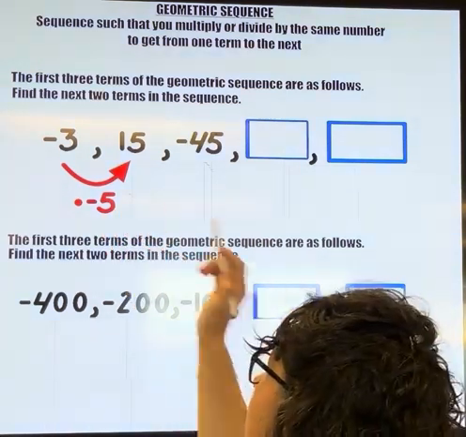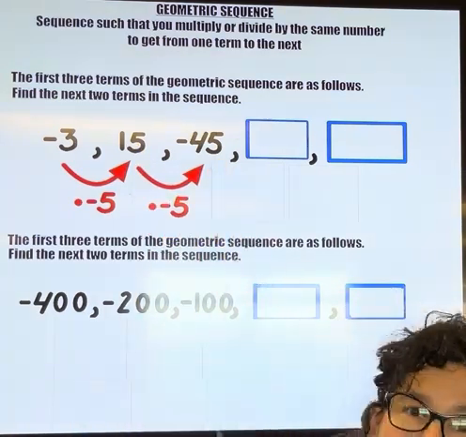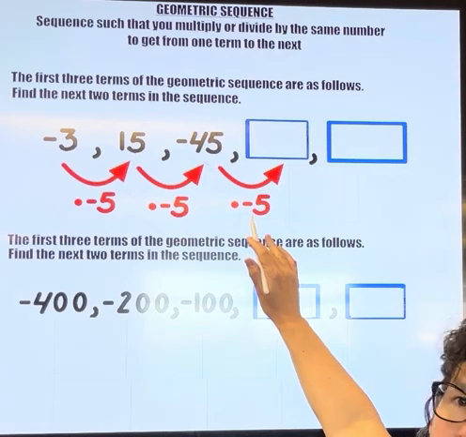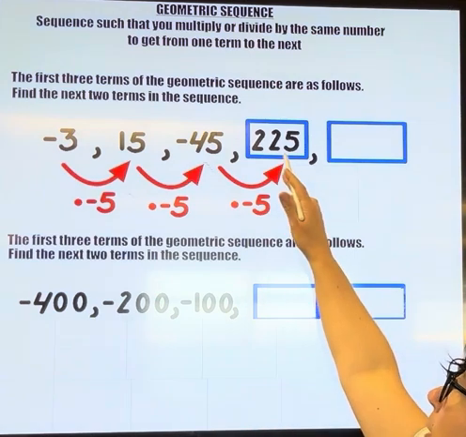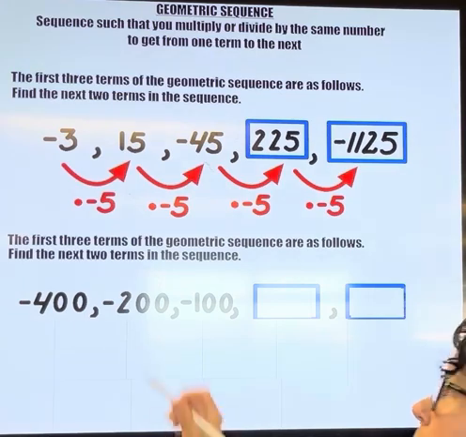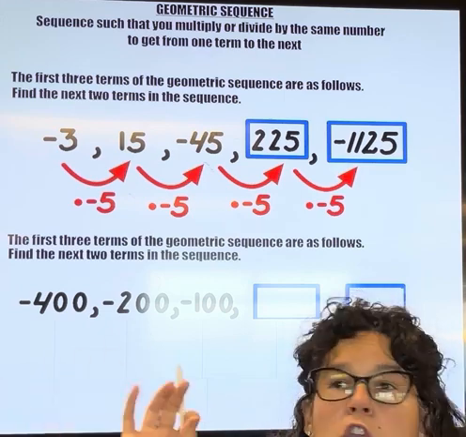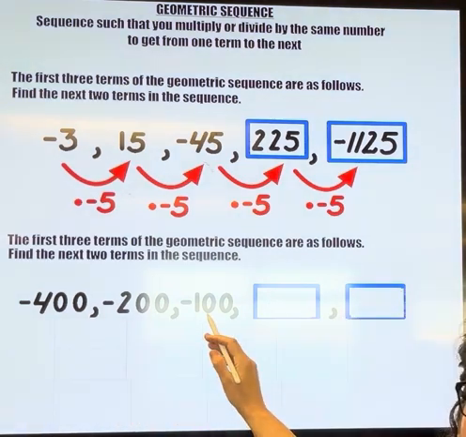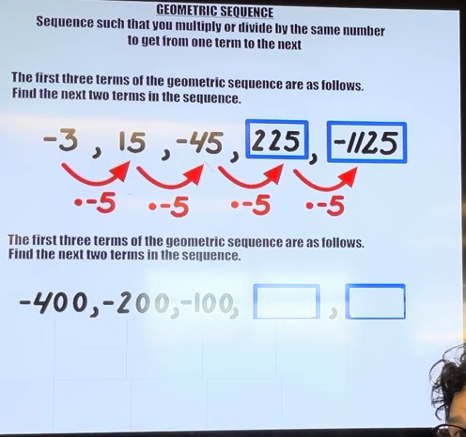So what we just did was multiplied by -5. If we test out our pattern, 15 multiplied by -5 is -45. So continuing on with that, multiply -45 by -5, and I get positive 225. Then multiply 225 by -5, and I get -1,125. If you see the signs are alternating, one positive, one negative, one positive, you know that you're multiplying by a negative number. Okay, now here, although the signs are negative, they're not changing. So negative, negative, negative. So if the signs are not changing, you're multiplying by a positive number.